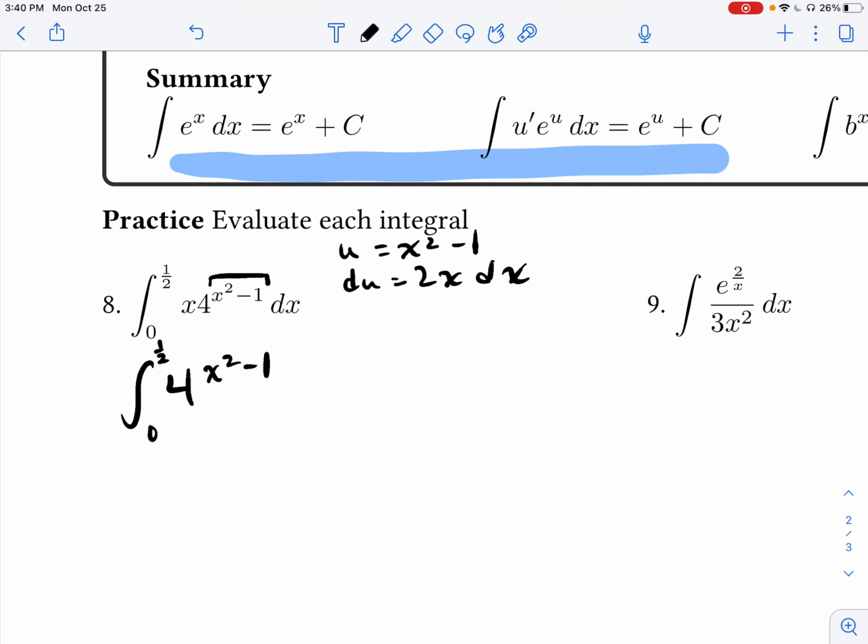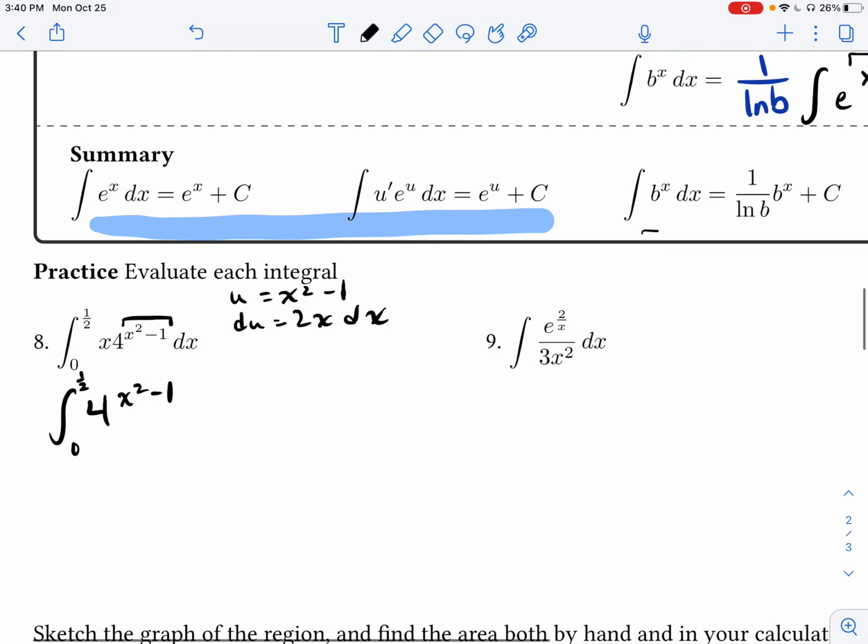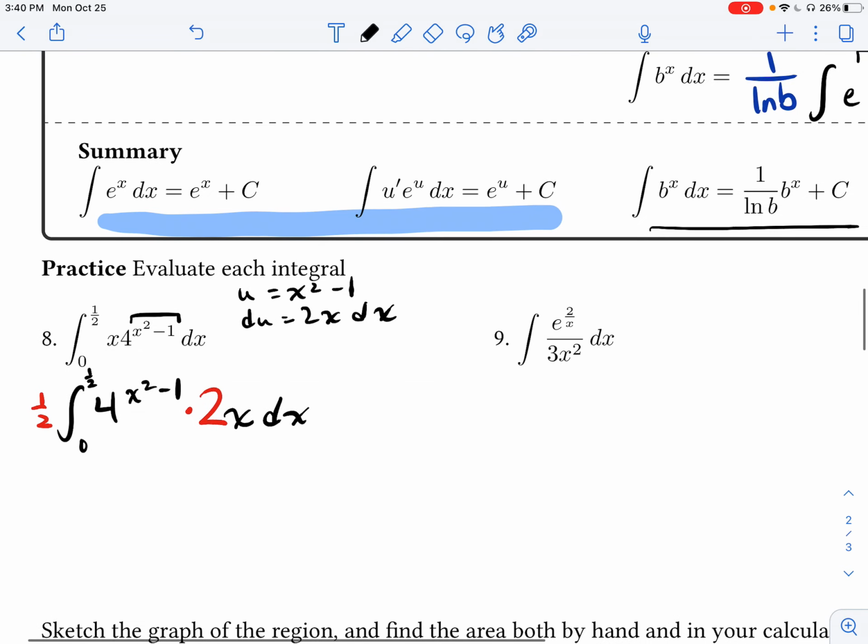In order for me to just integrate this, just so I can apply this rule over here, I've just got to make sure that I have a 2x dx. Well, I have an x, I have a dx already, I'm just missing a 2, which I can then easily multiply by 2 and then multiply by 1/2. And now I can actually apply the formula.